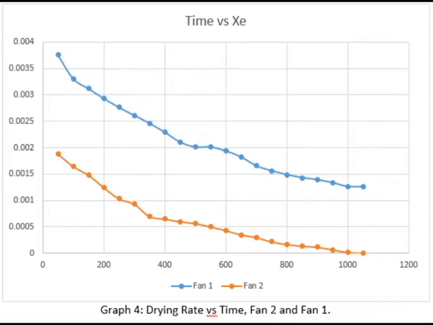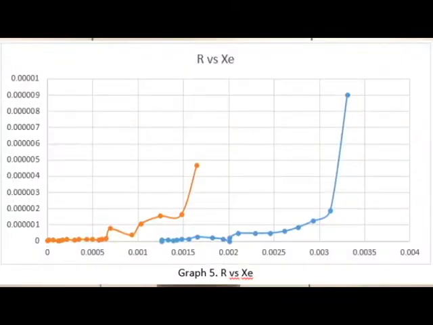As you can see, graph 1 shows the drying rate versus time, which consists of fan 1 and fan 2. And graph 2 consists of the rate of drying versus time versus the moisture content. For this experiment, the hypothesis is that air velocity is also an important parameter that can affect the drying rate.